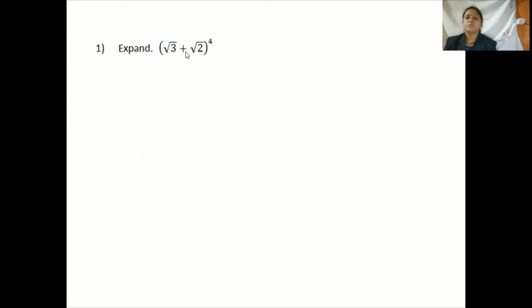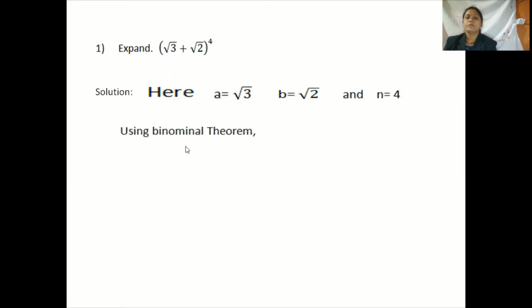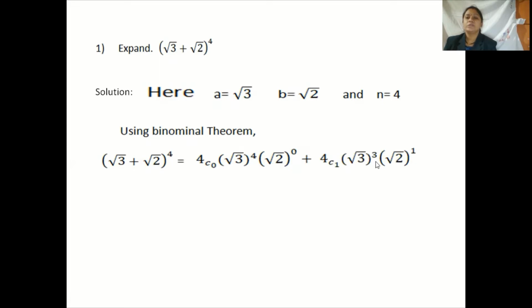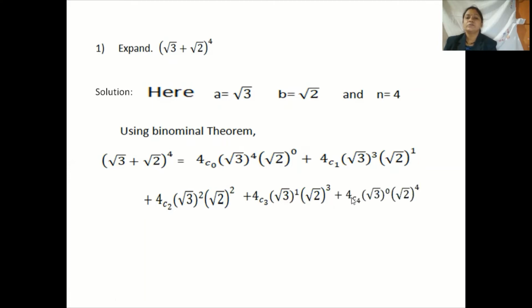Expand (√3 + √2)^4. Here a is equal to √3, b is equal to √2 and n is equal to 4. Using binomial theorem, (√3 + √2)^4 is equal to 4C0 (√3)^4 (√2)^0 + 4C1 (√3)^3 (√2)^1 + 4C2 (√3)^2 (√2)^2 + 4C3 (√3)^1 (√2)^3 + 4C4 (√3)^0 (√2)^4.